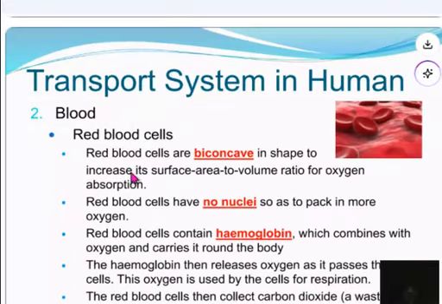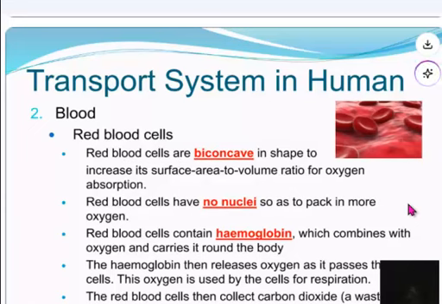Red blood cells are biconcave in shape. They are biconcave in shape to increase the surface area to volume ratio for oxygen absorption. Red blood cells have no nucleus, so as to pack in more oxygen. It's the one that also attracts oxygen.